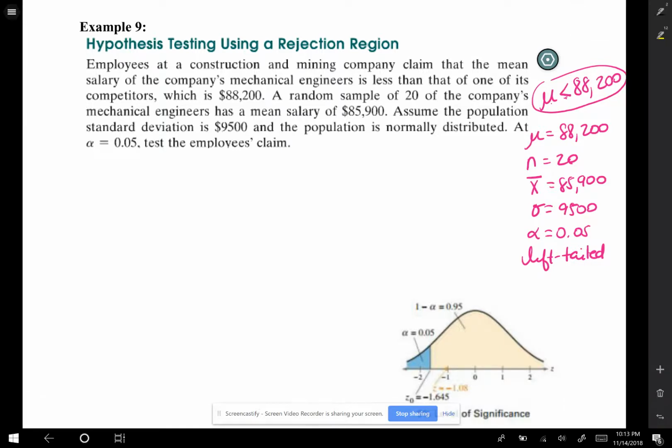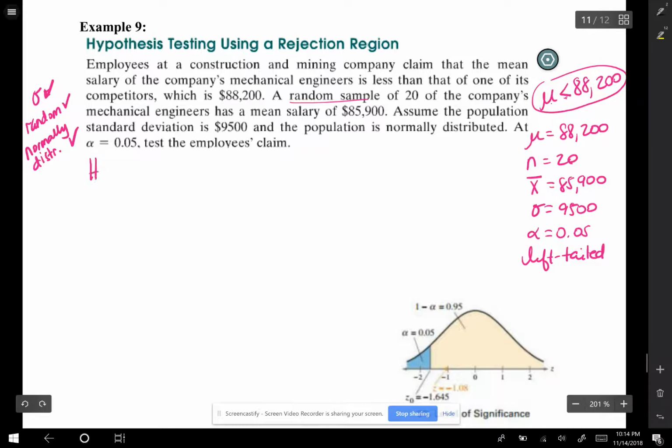So the first thing we want to do is verify that we can use a z-test. We know the population standard deviation. It says it was a random sample, so it is random. And then finally, either the sample size is greater than or equal to 30, or it's normally distributed. And this time they said it was normally distributed. So because of that, we can use the z-test, or the z-score, to find the z value. All right, so let's go ahead and state our hypotheses.